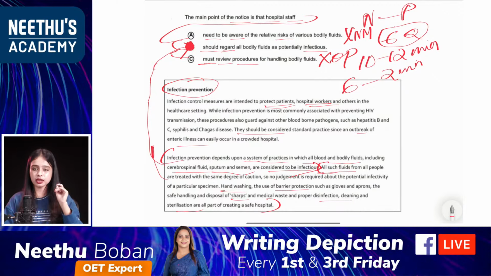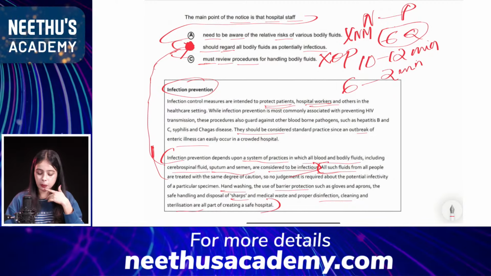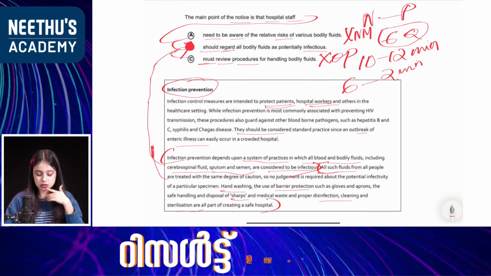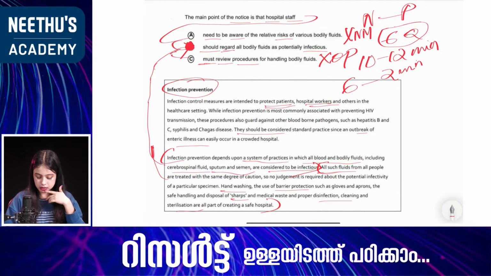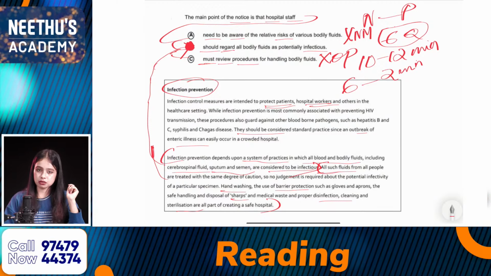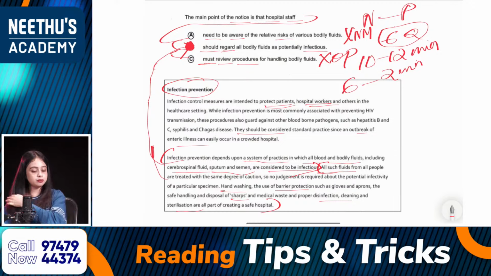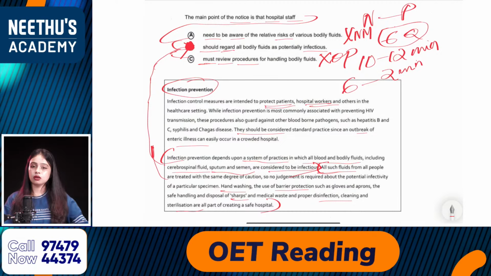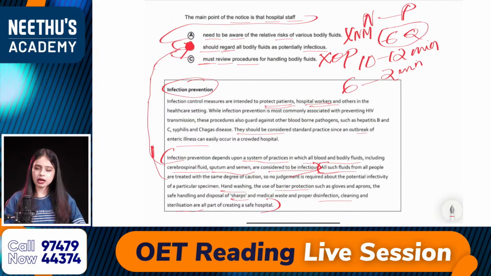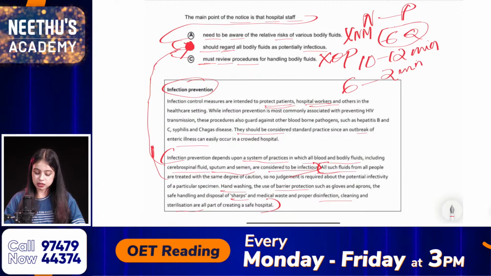Very good. So the next question: what type of questions? What type of questions will be there in part B? The same type of questions will be there in part B and part C. So what is it?